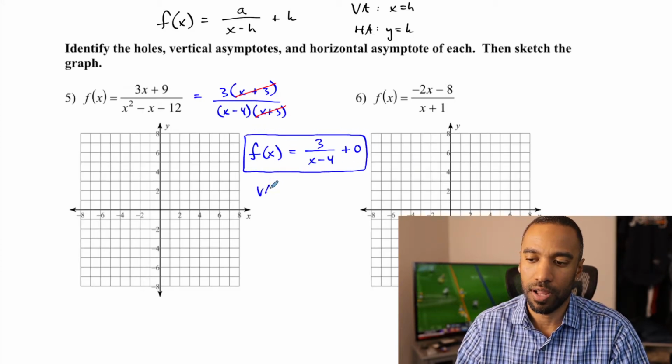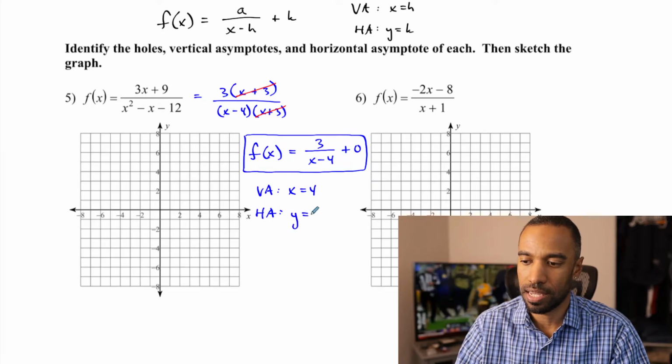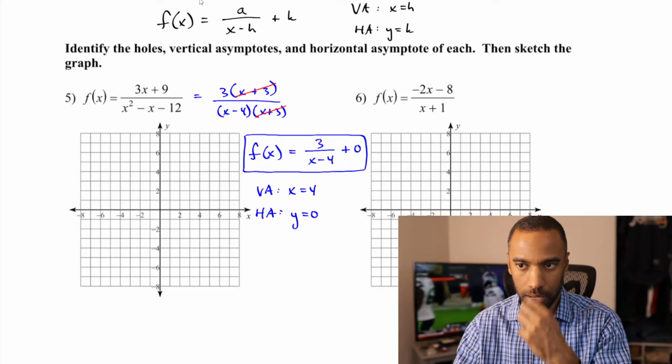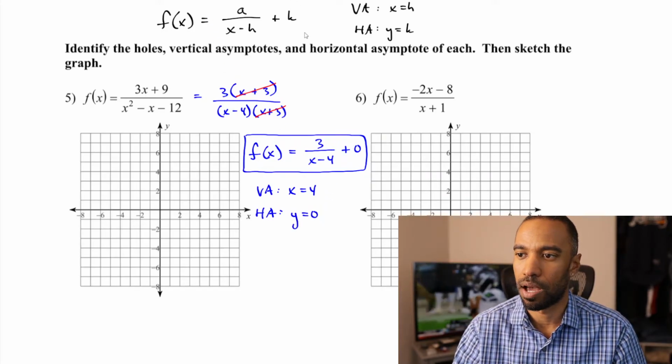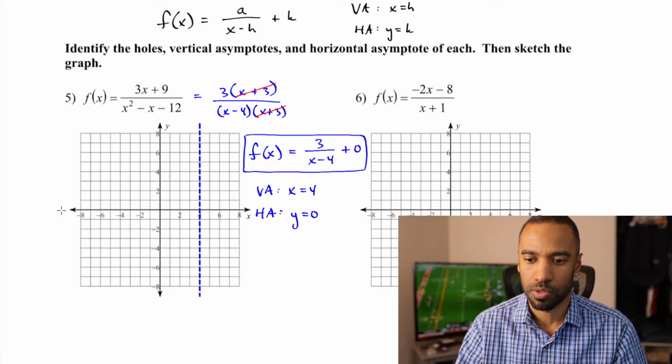So I do have a vertical asymptote at my x equals h, or x equals 4 here, and a horizontal asymptote at y equals 0. That's what that plus 0 is for. So I'm going to go ahead and give you some dotted lines here in blue on x equals 4. That's a vertical line. And y equals 0 right here.